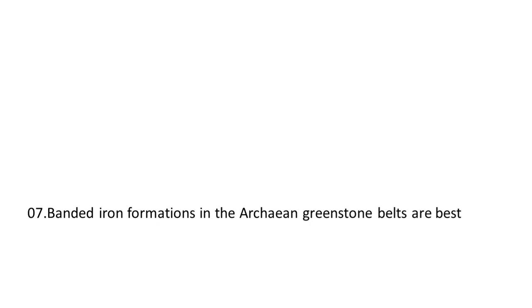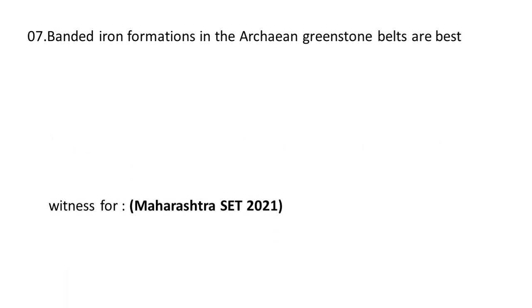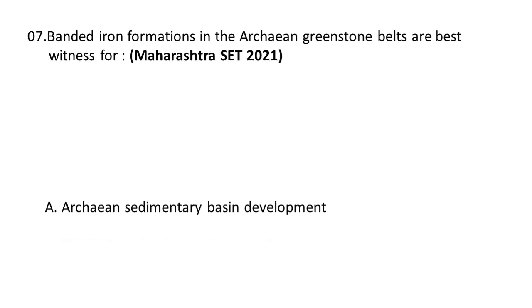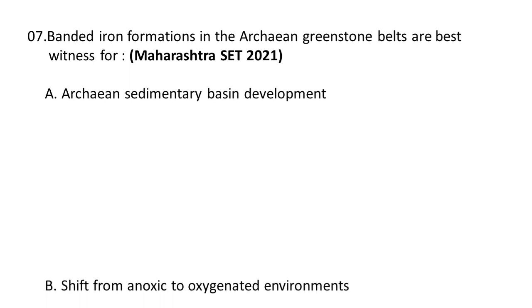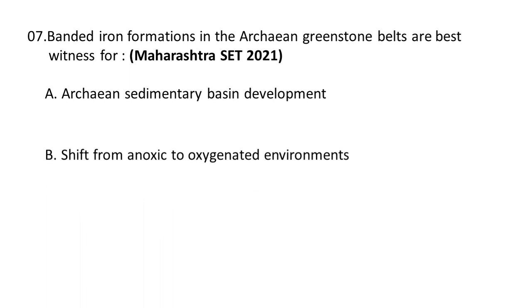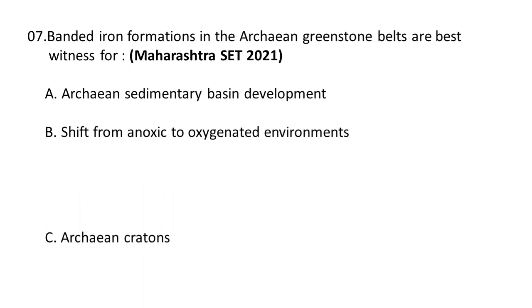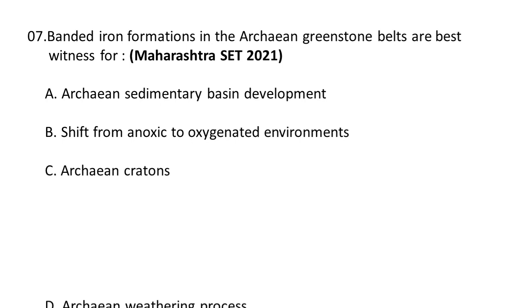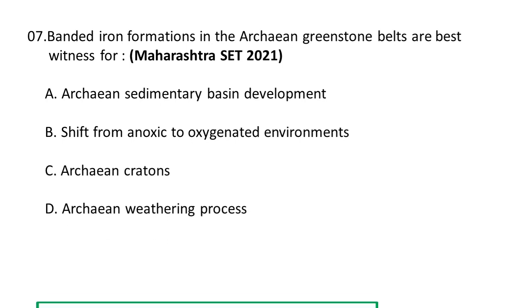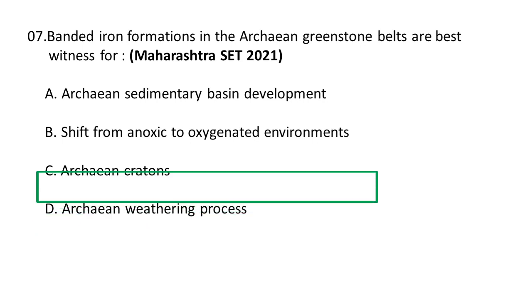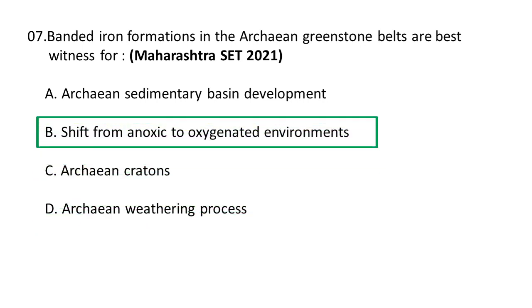Next question. Banded iron formations in the Archean greenstone belts are best witnessed for A. Archean sedimentary basin development, B. Shift from anoxic to oxygenated environments, C. Archean cratons, and D. Archean weathering process. So the correct option is B. Shift from anoxic to oxygenated environments.